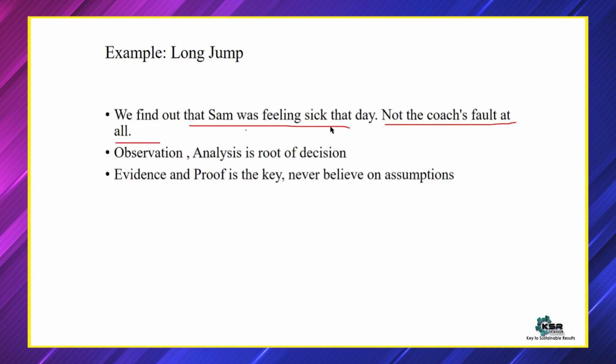Some day or other, a person will maybe have a bad record. Maybe that specific date does not belong to that person. But we cannot assume that the coach is the main culprit there. So observation and analysis are the root of the decision. Once you analyze it, you always have to show where it is going wrong. Evidence and proof, this is always asked. Where our sales is going down. Why is it going down?